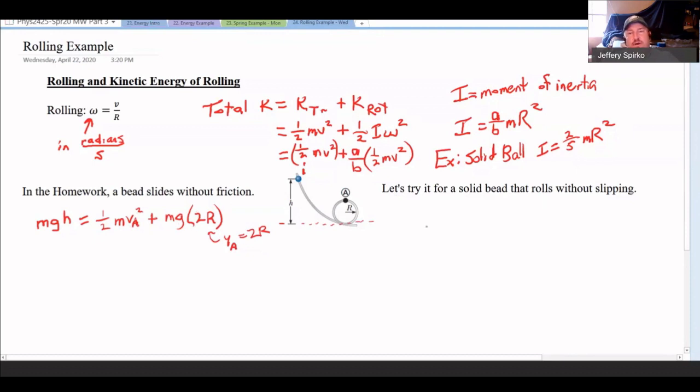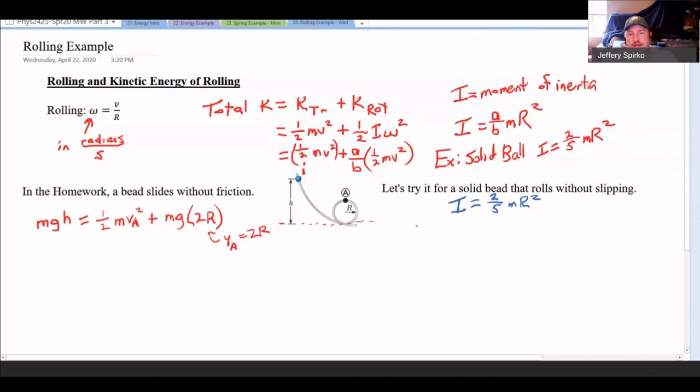Now let's try it for the solid ball, or the solid bead that rolls without slipping. So I'm going to do the rotational specific example stuff in a different color. I equals 2/5 mr squared.